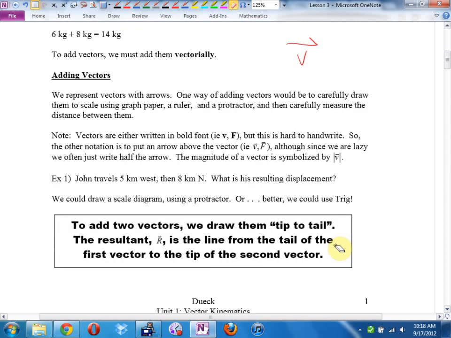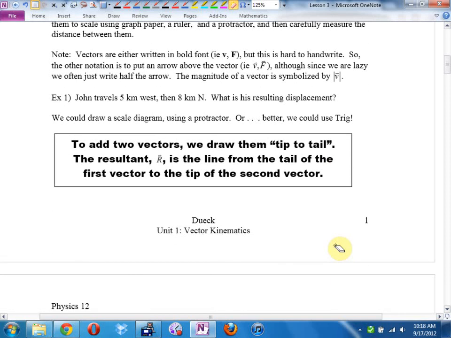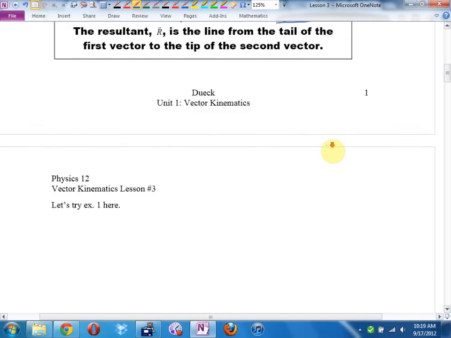Example one. John travels 5 kilometers west and then 8 kilometers north. What's his resulting displacement? We could draw a scale diagram using a protractor, or better, we could use trig. To add two vectors, we draw them. Here's the key phrase we tried to drum into your head. Tip to tail. The resultant R is from the tail of the first vector to the tip of the second vector. It looks like this.